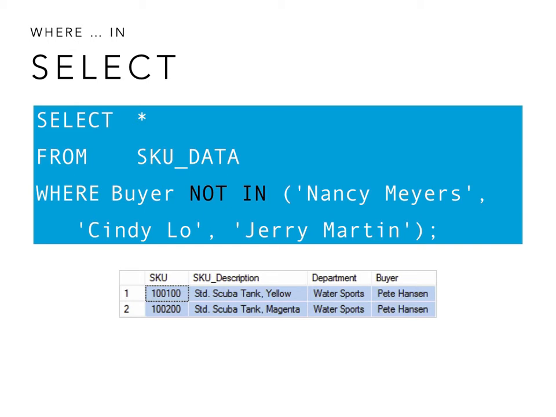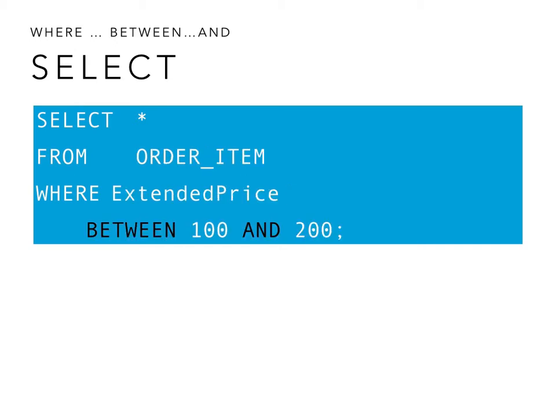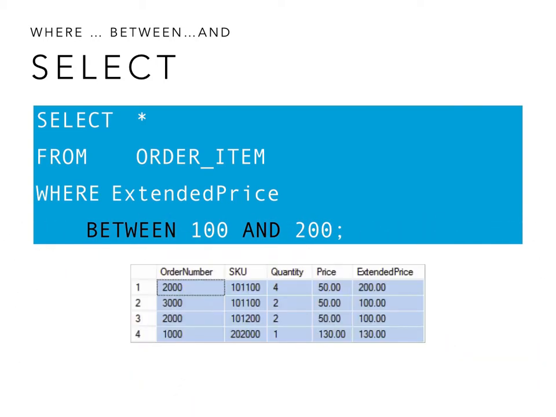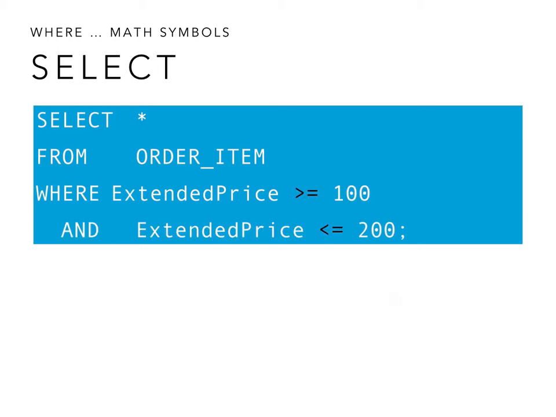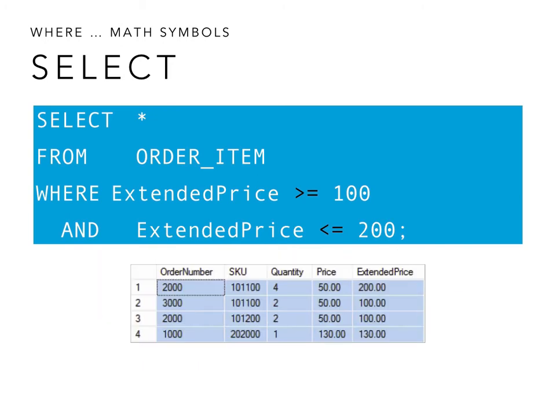If we want to extend that idea to numbers, we can use between. So we can say, I'm looking for an extended price between $100 and $200, presumably. And by doing that, we would get these. We can do a very equivalent thing by using the mathematical symbols greater than or equal, less than or equal, if you prefer to do that instead of writing between and. That's going to return the same data set.